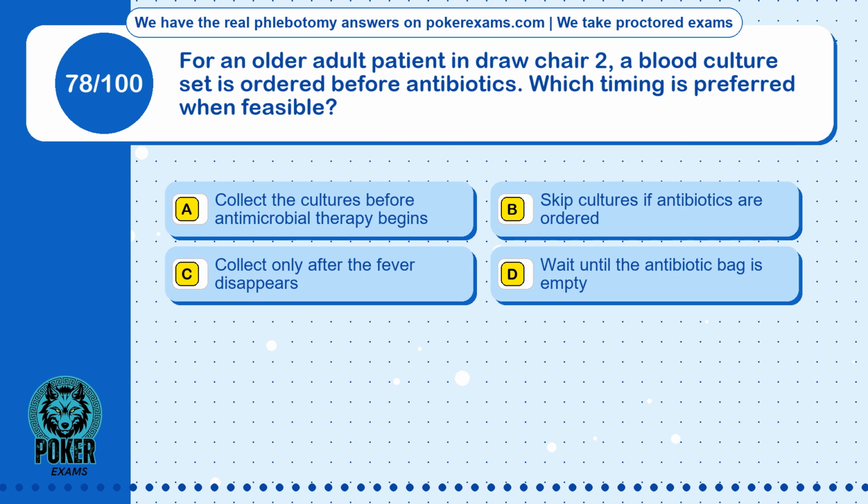Question 78. For an older adult patient in draw chair 2, a blood culture set is ordered before antibiotics. Which timing is preferred when feasible? Option A. Collect the cultures before antimicrobial therapy begins. Option B. Skip cultures if antibiotics are ordered. Option C. Collect only after the fever disappears. Option D. Wait until the antibiotic bag is empty.